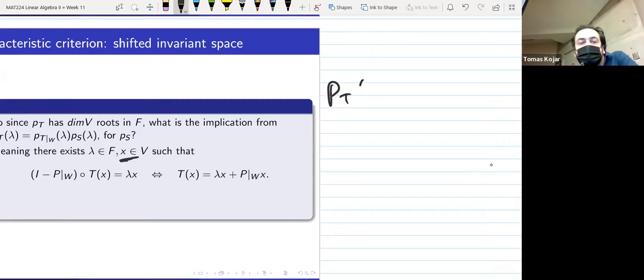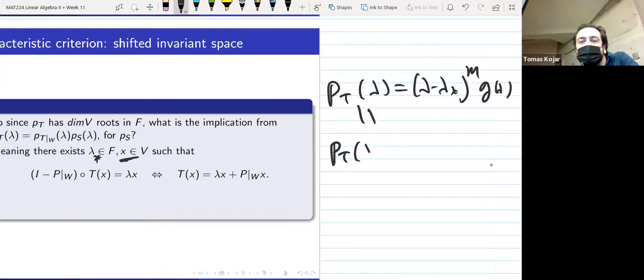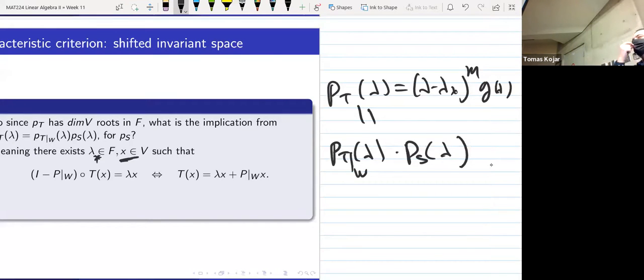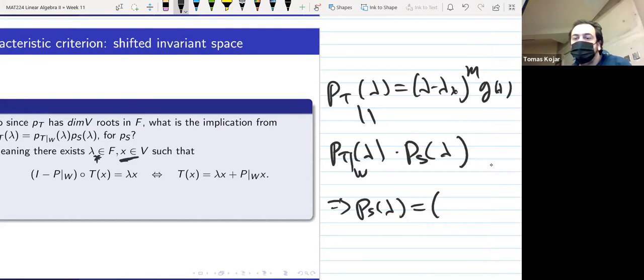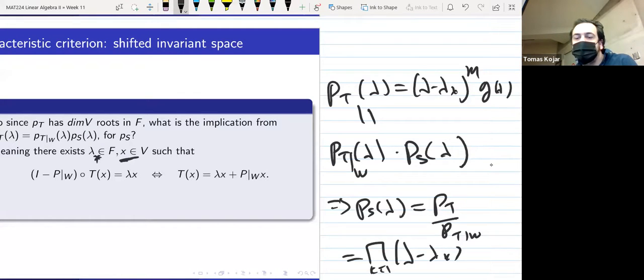So again, we have PT of lambda, call it lambda star for a second. So we have lambda minus lambda star to some n and some polynomial. But we just showed that this is also PT of lambda restricted to W times PS. So here's the trickery. Okay? We just said that you have Euclidean division for blocks. So that means you have PS of lambda is equal to PT divided by PT restricted to W. In other words, this is a product of lambda minus lambda_k for k from 1 to m.